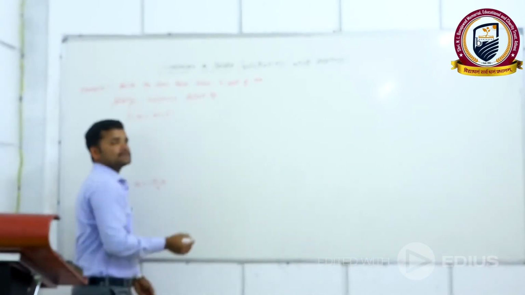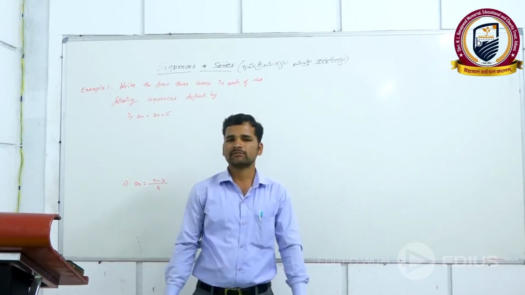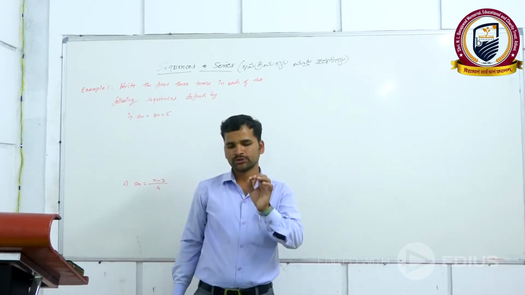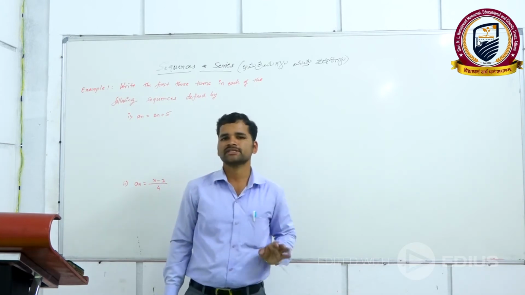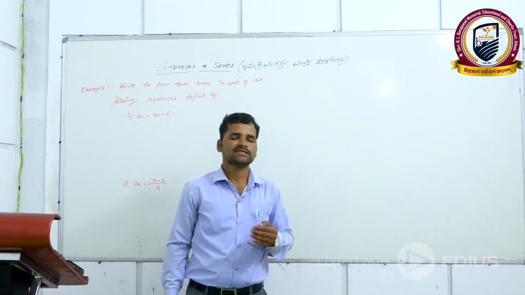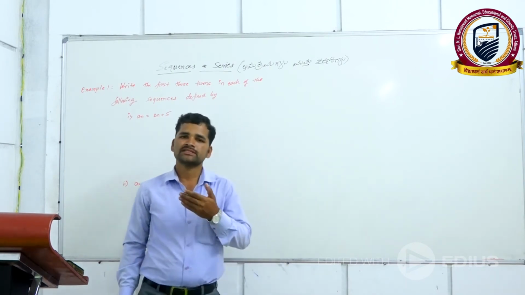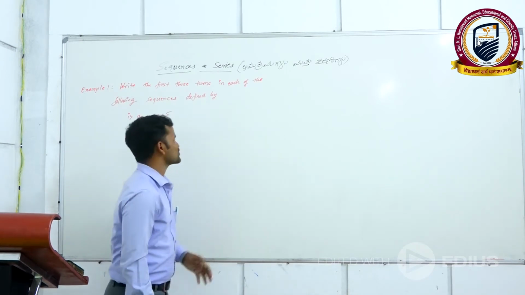See, already I told you an is the general term. The nth term will be given to us. If you substitute the particular number n is equal to 1, it gives us the first term of the sequence. If you substitute n is equal to 2, it gives us the second term. If you substitute n is equal to 20, it gives us the 20th term of the sequence. That's all.